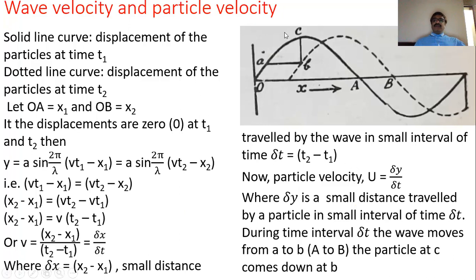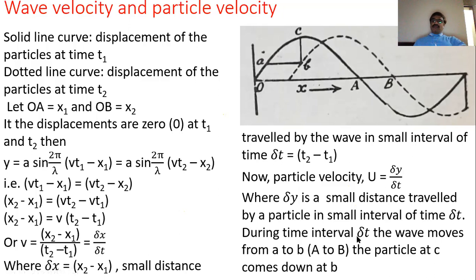Now, what about the particle velocity? As I have told you, when a wave progresses in the x direction, the particles of the medium start vibrating with SHM along the y direction. So the displacement of the particle will be along the y direction. Similarly, we can write, instead of delta x by delta t, the particle velocity equals delta y by delta t. Remember, here it is y because the displacement of the particle is along the y axis, whereas the distance traveled by the wave is along the x axis. Here delta y is the small distance traveled by the particle in the small interval of time delta t.